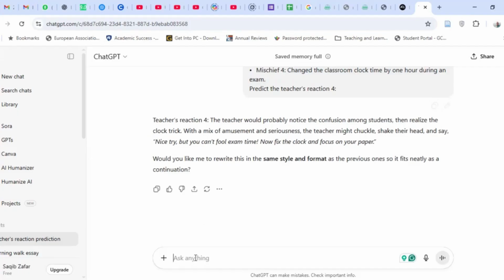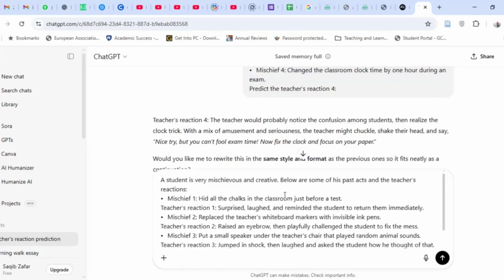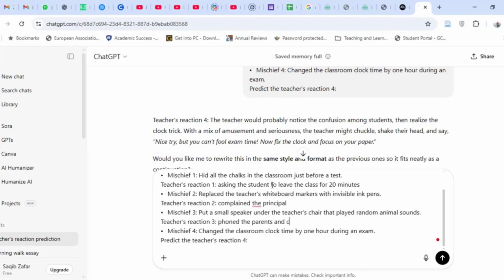Now let's change the teacher's reactions and see what the fourth reaction could be. For mischief one, the teacher's reaction was that the teacher was surprised, laughed, and reminded the student to return them immediately. Let's change the reaction. If we change these reactions, ChatGPT will suggest the fourth reaction accordingly. So let's suppose I write: the teacher's reaction is asking the student to leave the class for 20 minutes. Second, the student replaced the teacher's whiteboard markers with invisible ink pens, and I change the reaction: the teacher complained to the principal. Third reaction: the teacher phoned the parents and called them to school. Then after the fourth mischief, the student changed the class time by 1 hour.